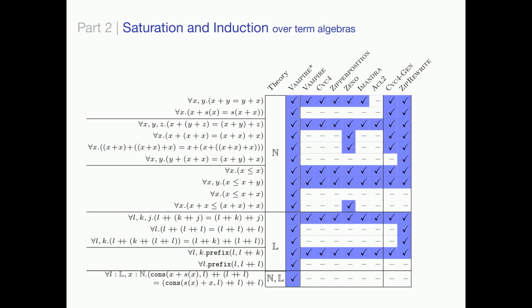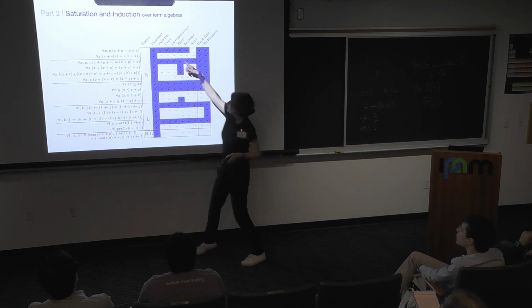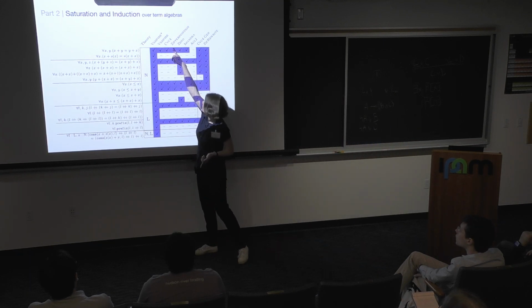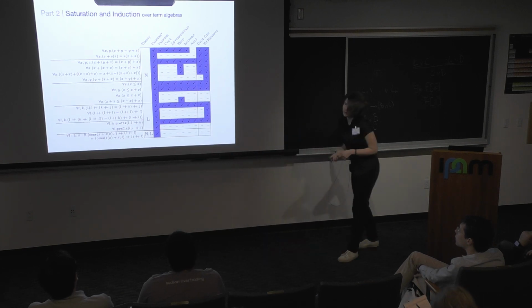So CVC4 with some options was able to solve it, Superposition was able to solve it, Zeno was able to solve it, but other provers such as ACL2, for example, weren't able to solve this. And Vampire star is Vampire? Yes, so Vampire without the star is Vampire without the generalization, Vampire star is Vampire with generalization in this specific table.